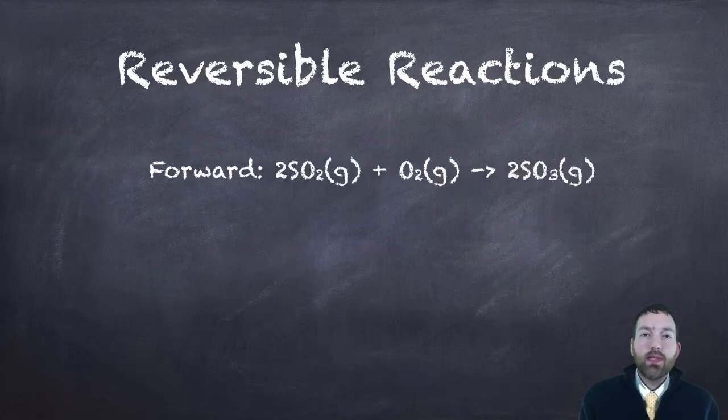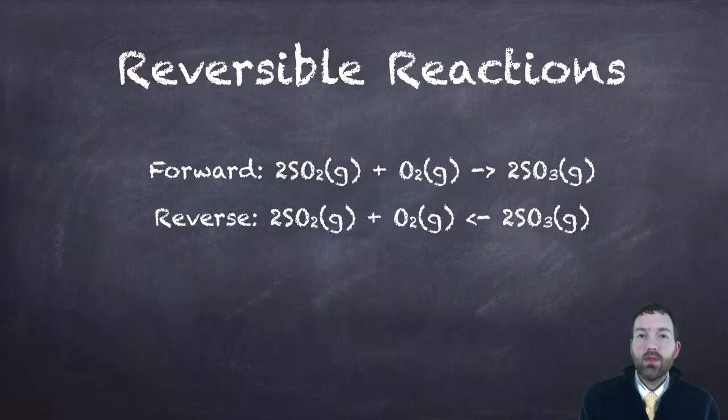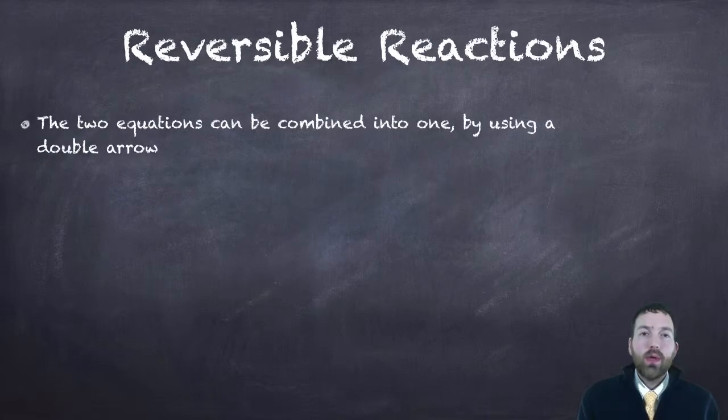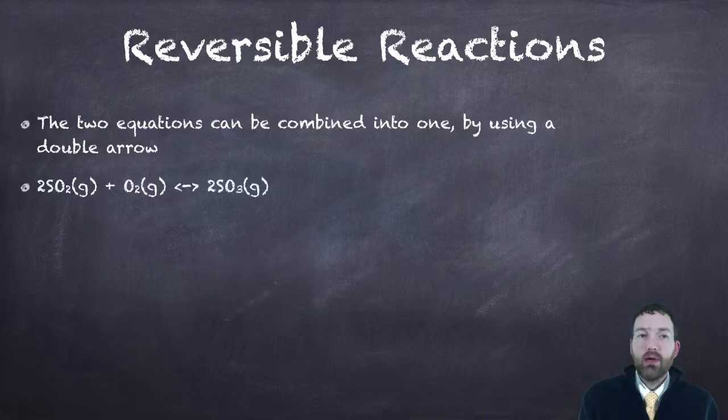So if we have this reaction here where SO2 and O2 makes SO3 in the forward direction, we also have the possibility where the SO3 can reverse to decompose into O2 and SO2. The two equations can be combined into one for simplicity's sake by using a double arrow, which will look like this. You'll have an arrow going to the left and an arrow going to the right.